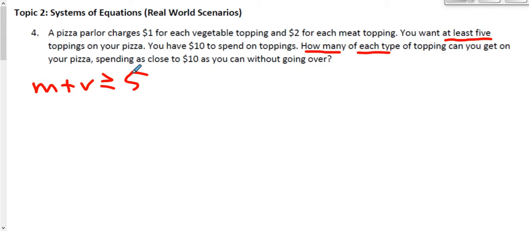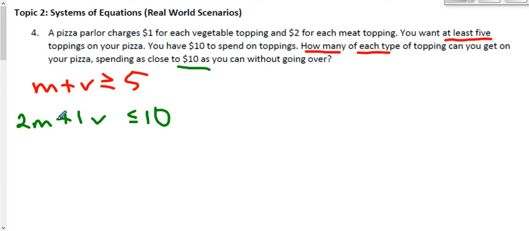That's my first equation. Now I still have more to do with the meat and the veggie because I also have to consider the price. I have $10 to spend on toppings. I want to get as close as possible without going over, so I want to stay less than or equal to the number 10, and it has to do with the price for each topping. So depending on the number of meat, I have to pay $2 per meat topping. And for the number of veggie, I have to pay $1 per veggie. And if I add up all those dollars that I'm paying, I should get less than or equal to $10. So these are the 2 inequalities that I had to write in order to start this problem.